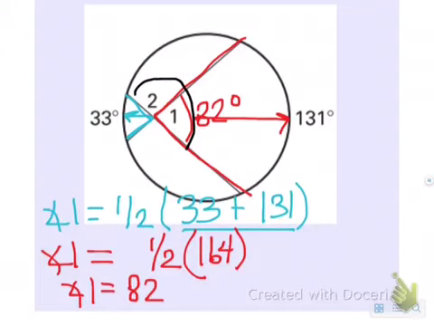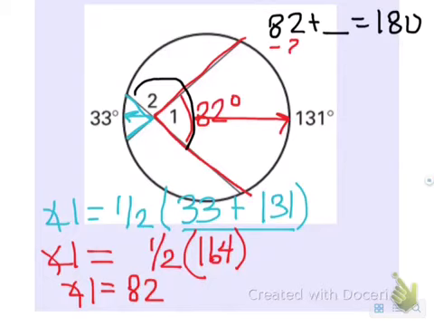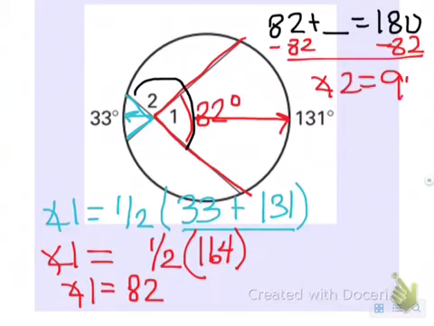So if I want to find the measure of angle 1 or angle 2, I know that if I add angle 1 plus whatever angle 2 equals, they have to equal 180 degrees. So to solve that, the easiest way is going to be to subtract 82 from both sides. So that's going to tell me that angle 2 is going to have to equal 98 degrees.